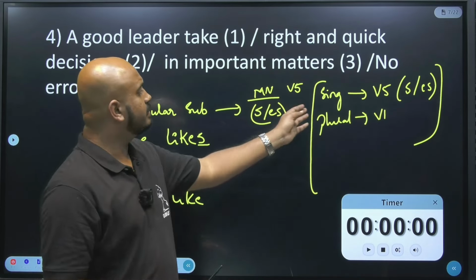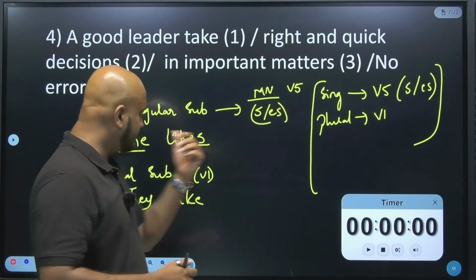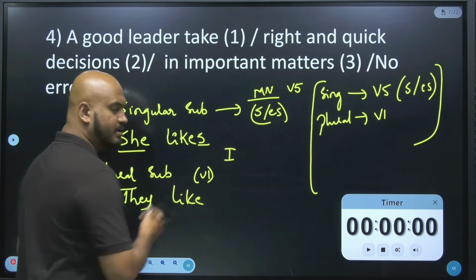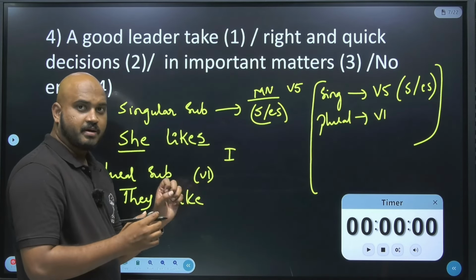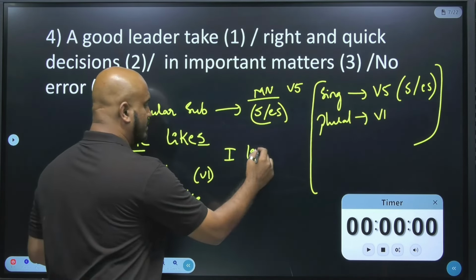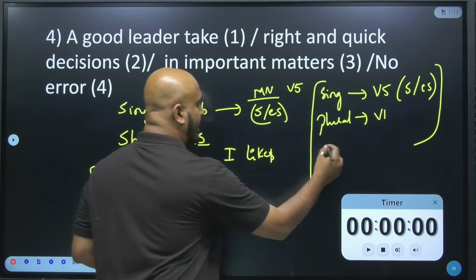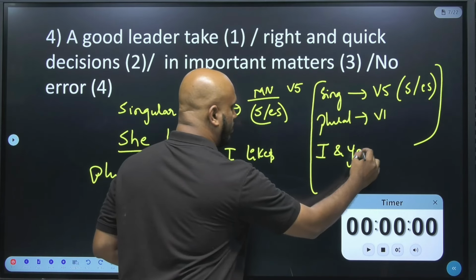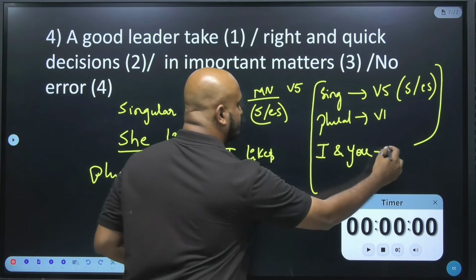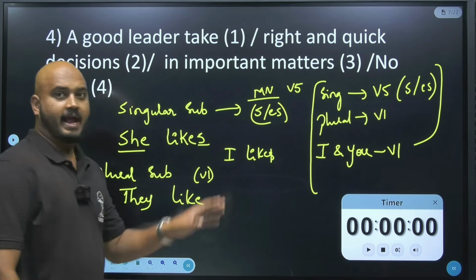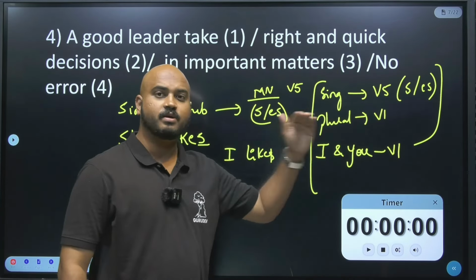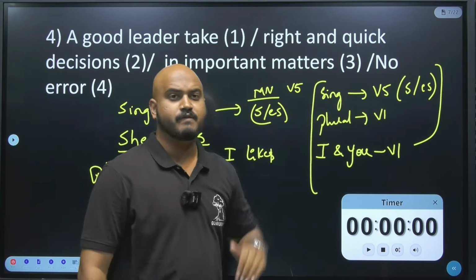So if you said singular takes S or ES form, suppose I take the subject I. Now here is where the confusion comes in. It's not I likes, it is I like. Why is that? Because I and you are exceptions. So always remember, I and you will always take V1 form of the verb. And except I and you, any other singular subject is going to take V5 form of the verb.